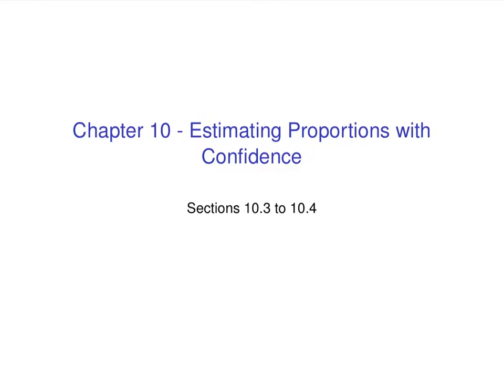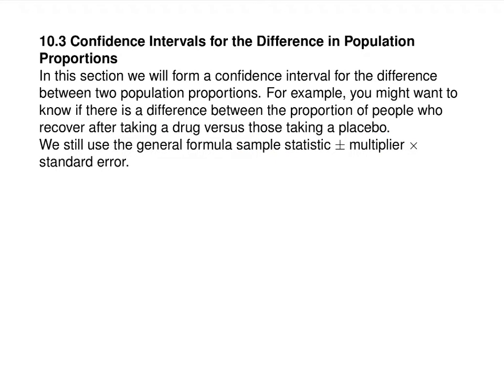In this lesson, we are going to continue our study of confidence intervals for proportions. So in this section, we are going to form confidence intervals for the difference between two population proportions. For example, you might want to know if there's a difference between the proportion of people who recover after taking a drug versus those taking a placebo.